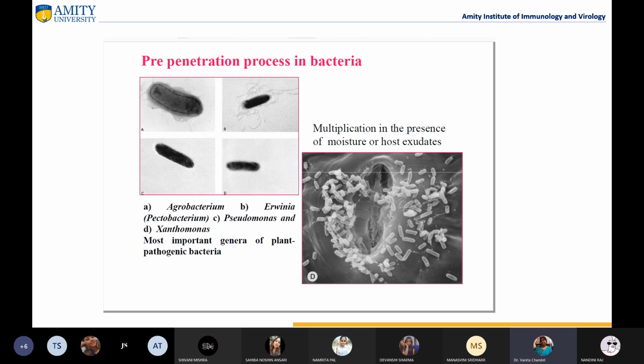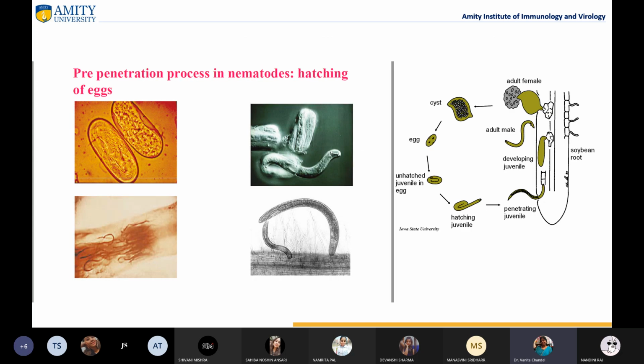Then what are the pre-penetration processes? In bacteria, they multiply in moisture. Whenever some moisture is there, they are going to multiply, or in some host exudates, they are going to multiply, or increase their number, which is called a pre-penetration process, right? Then pre-penetration process in a nematode. In nematodes, the hatching of the eggs will take place, right? Nematodes have a number of steps, such as they lay eggs, then there's a juvenile stage, then a hatching juvenile, then a penetrating juvenile. So different stages are there, right? So in the pre-penetration process in nematodes, they are going to hatch their eggs.